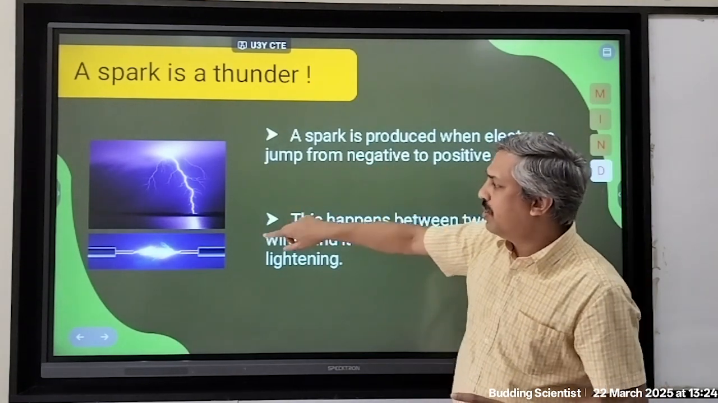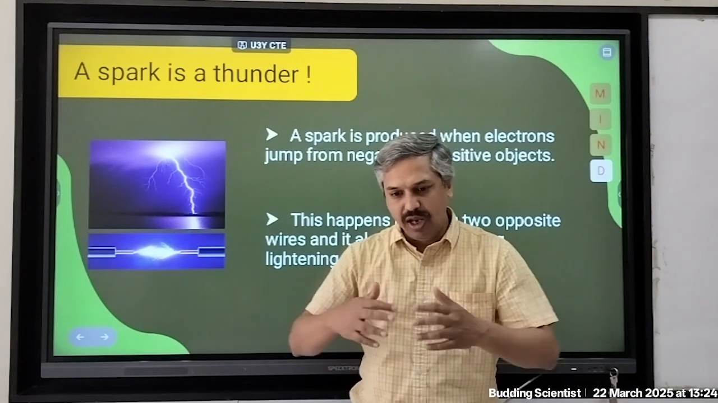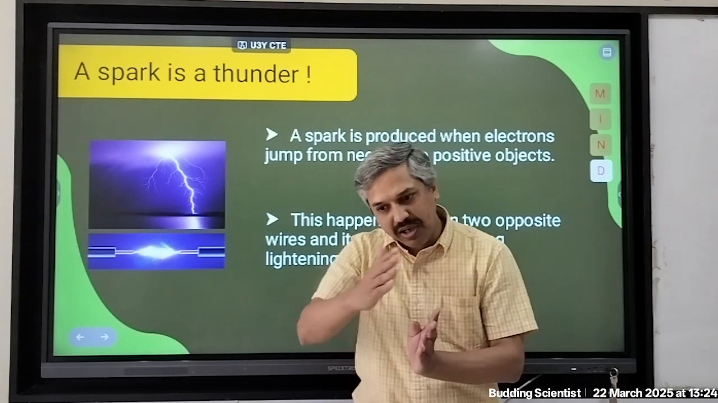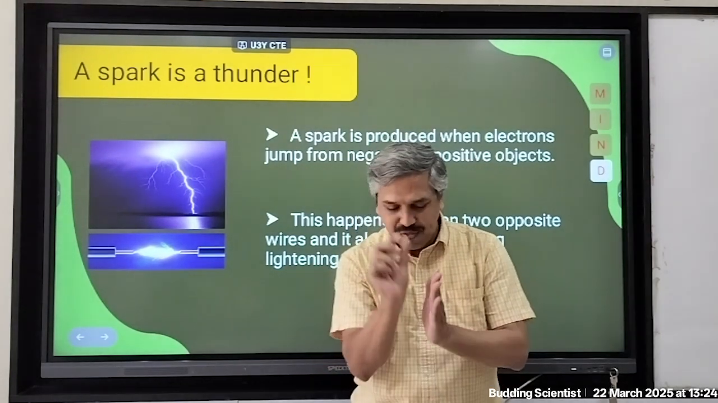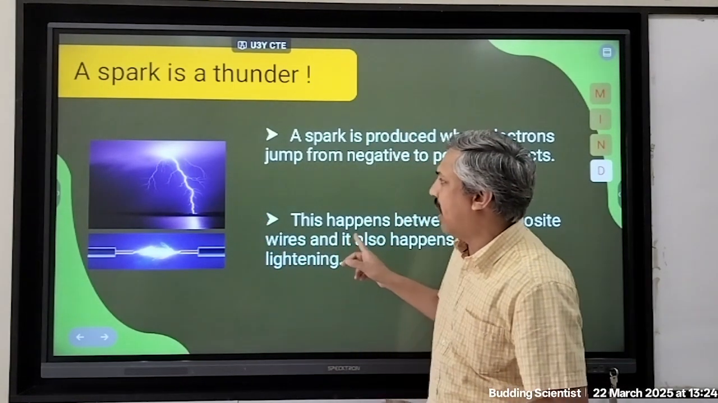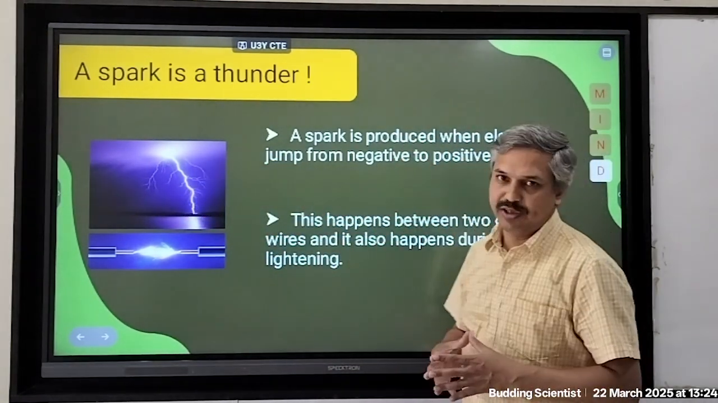This happens because when opposite charges are brought extremely close to each other, a lot of energy is transferred. And during the transfer of energy, a small fire is seen between the two particles. That is what we call a spark. This is exactly what happens when a thunderstorm takes place.